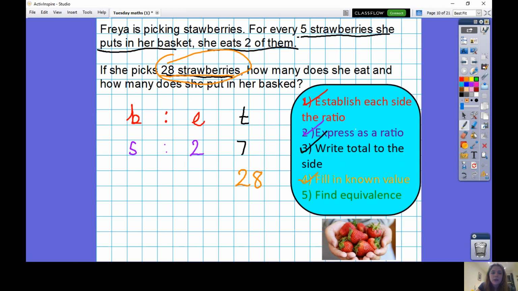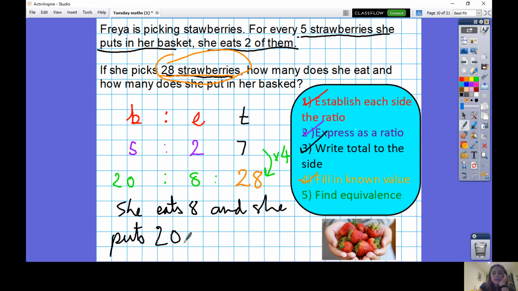And finally now, what are my equivalences? How do I get from 7 to 28? 7, 14, 21, 28. I've times by 4. So I now need to times everything by 4. 5 times 4 is 20. 2 times 4 is 8. And we've already got 28. My question asks me, how many does she eat and how many does she put in her basket? That means there's 2 parts to my answer. I need to say she eats 8 and she puts 20 in the basket.